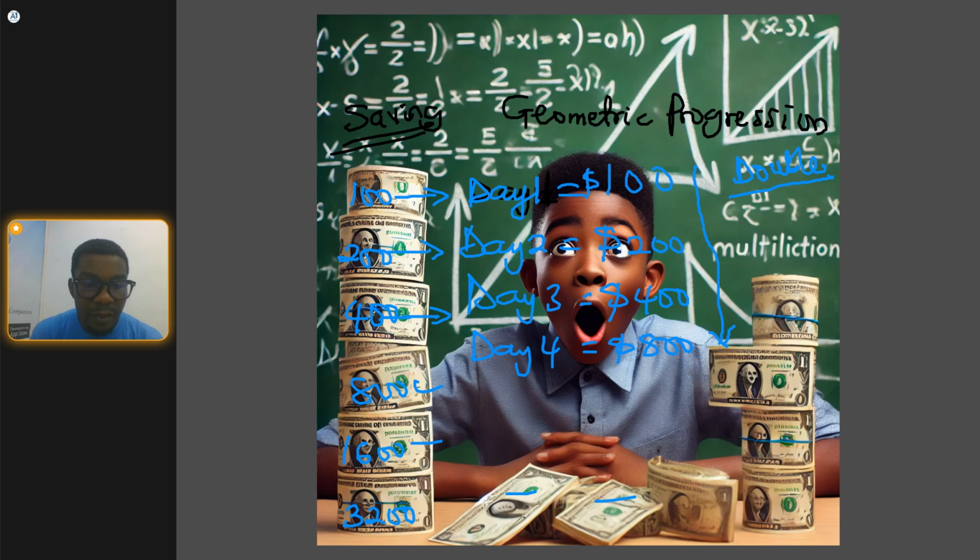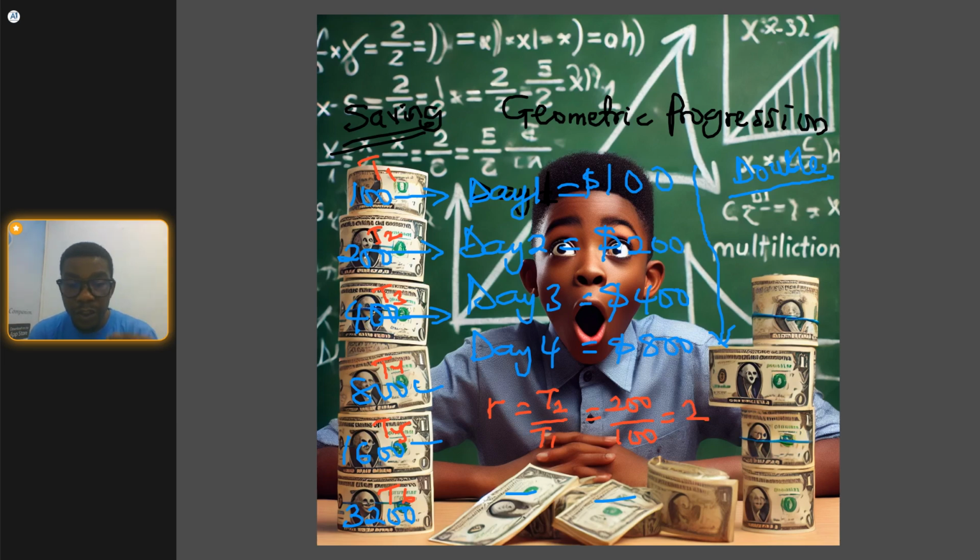Now, let's take the first saving to be T1, the second saving to be T2, T3, T4, T5, then T6. Now, if I'm going to get the common ratio of this particular geometric progression, I'm going to say ratio, which is R, equals T2 over T1. That is 200 over 100. And when you divide this, you get 2.